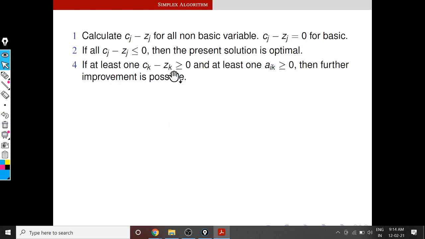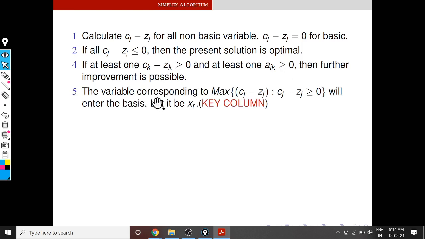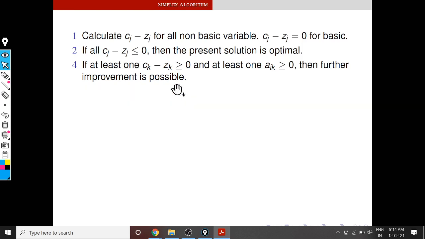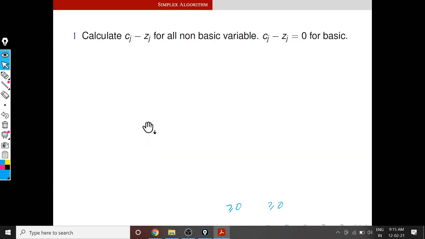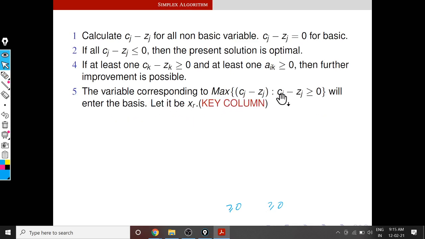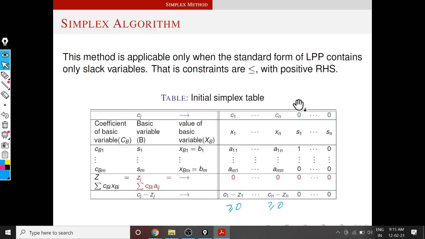So at least one Ck minus Zk is positive and at least one aik is positive. The aik are the column entries corresponding to this variable. The variable corresponding to the maximum of Cj minus Zj, where Cj minus Zj is positive, will enter the basis. Suppose there are some other positive Cj minus Zj. Then we have to find the maximum of such Cj minus Zj's. If the maximum occurs here, then this variable enters the basis. Presently this is a non-basic variable and its value is 0. If the maximum corresponds to x1, then x1 will enter the basis.